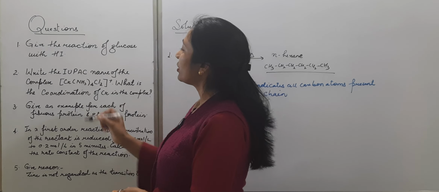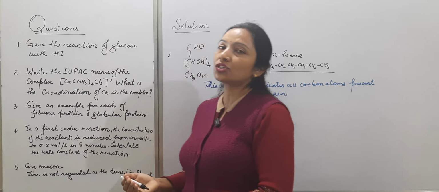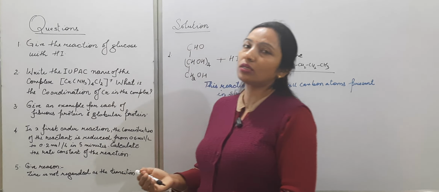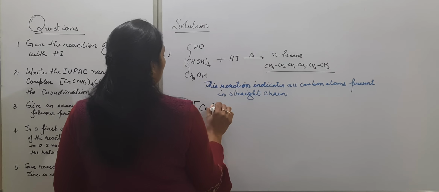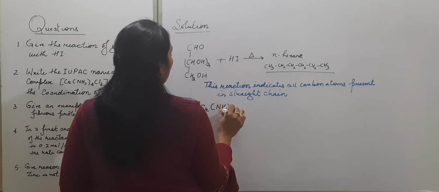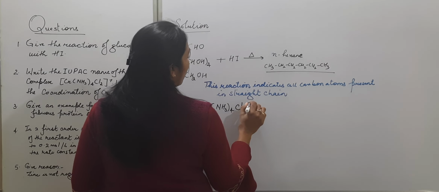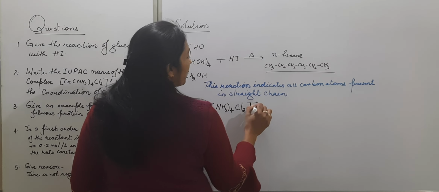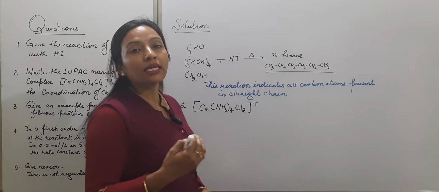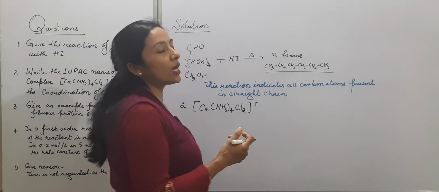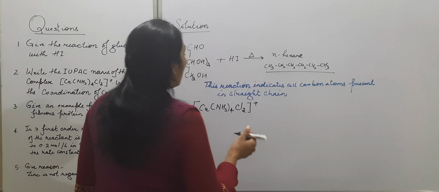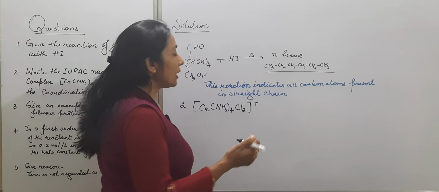Here the complex is given, and this question is from coordination compounds. And what is the coordination number of chromium in the complex? First of all, let's see what the complex is. We have chromium, 4 molecules of ammonia and 2 of chlorine. The overall charge present here means this is a cationic entity. A positive charge is given over there. So alphabetically we have to name the ligands.